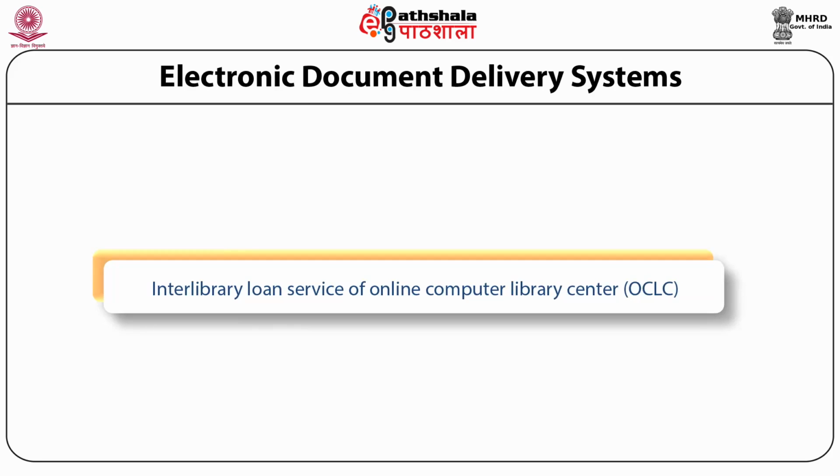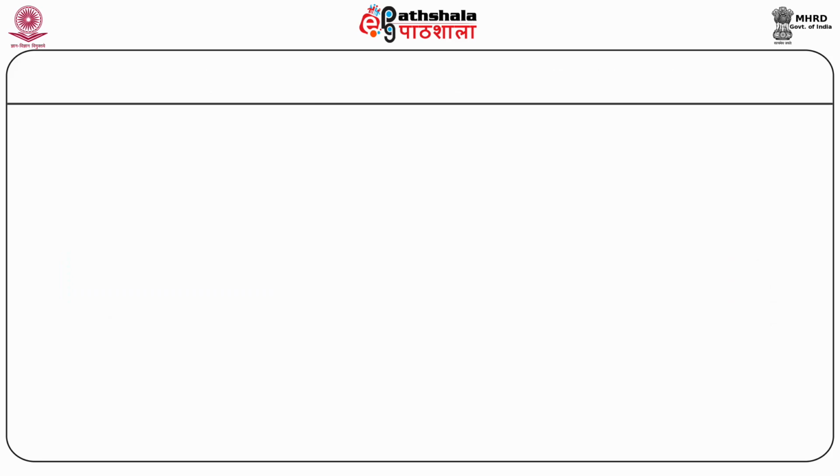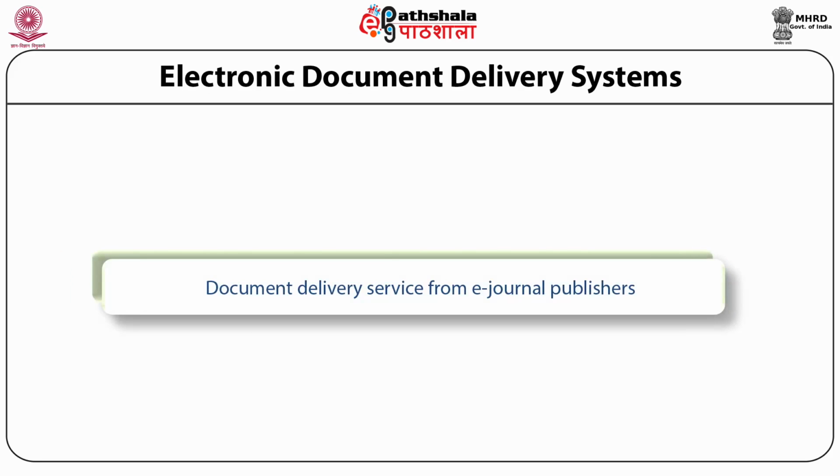Just automatic loan request and routing system used by thousands of libraries in the world. Docline System, Interlibrary Loan System of National Library of Medicine, USA. Docline is an automatic interlibrary loan request and routing system of National Library of Medicine, USA. The purpose of the system is to provide efficient document delivery service among libraries in the National Network of Libraries of Medicine. Document Delivery Service from e-journal publishers. Publishers like Springer, Elsevier, Emerald, and others provide online access to their full-text e-journals, books, and e-reference collection. One can search and get electronic copy of any document on payment basis.